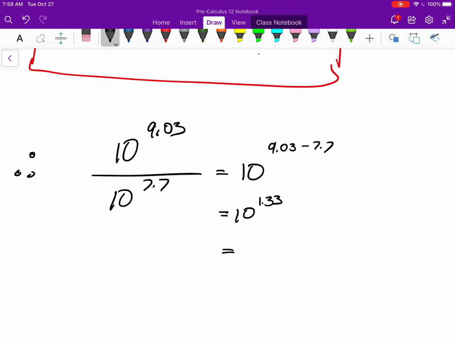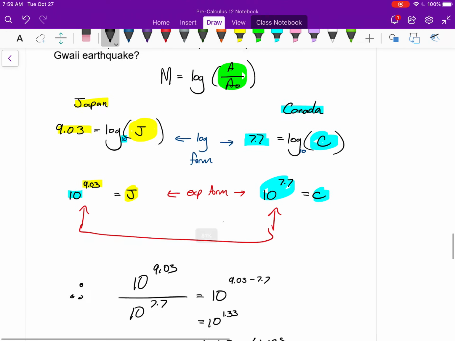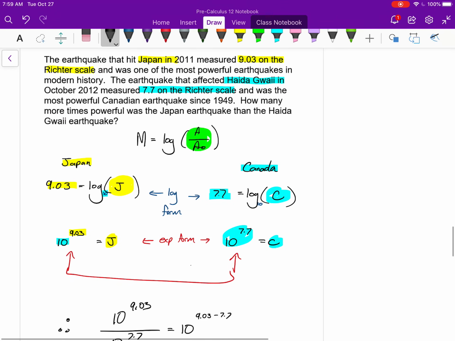It's not wrong to go to a calculator, although I generally try to avoid dealing with really big numbers. If you go 10 to the power of 1.33, you get about 21.3. So that means the Japanese earthquake was about 21.3 times more powerful than the Canadian earthquake. More than 21 times more energy released compared to the Canadian earthquake, even though the difference of the magnitude was only 9 compared to 7.7.